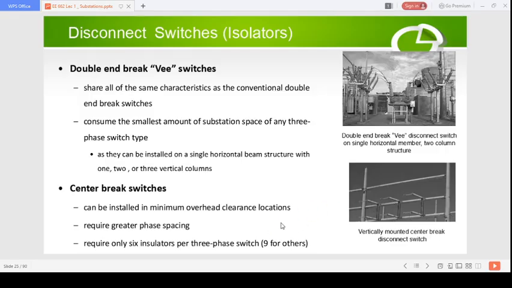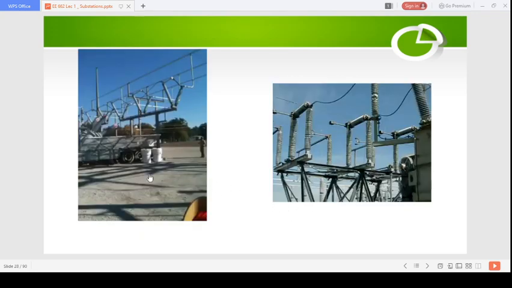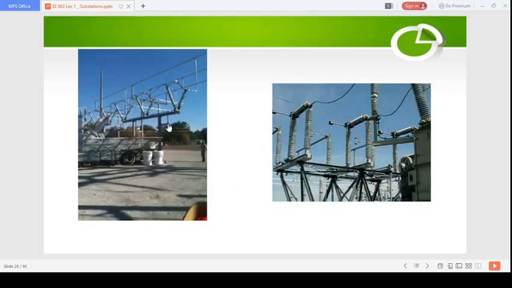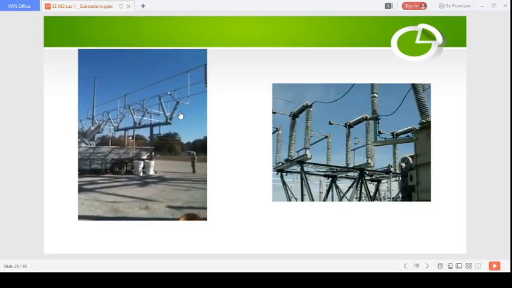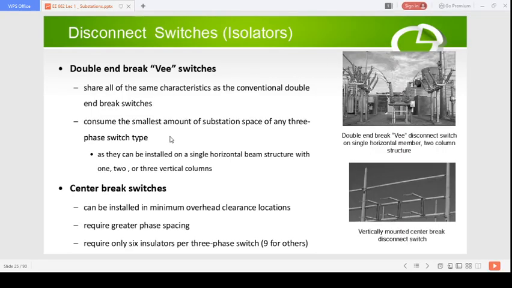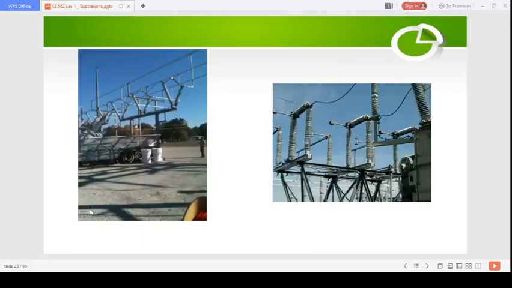Okay, let me see whether I have a video. Okay, so we call the center break switch.